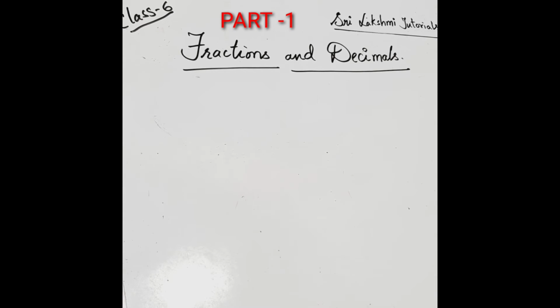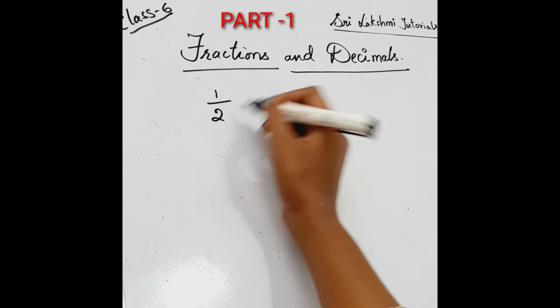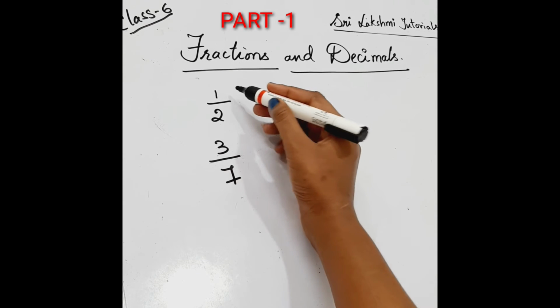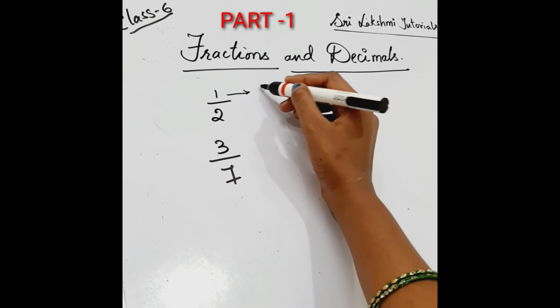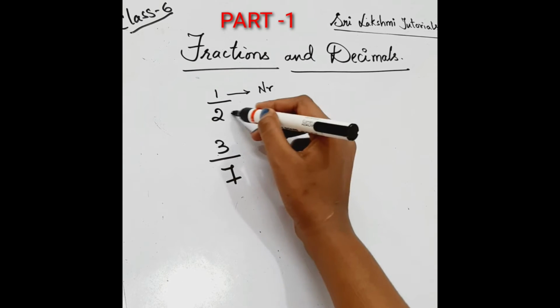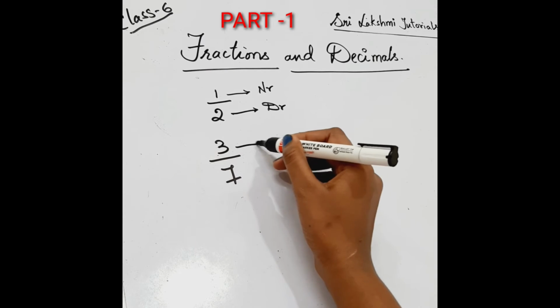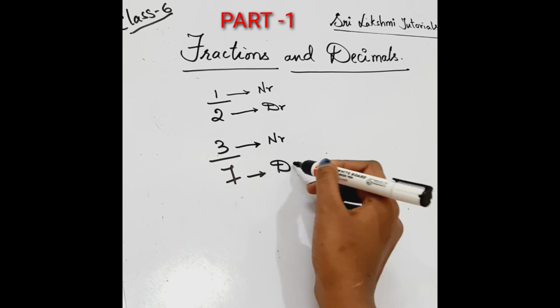Now I'll take a few fractions. In that we'll identify what are numerators and what are denominators. Here I have taken 1 by 2. What is the numerator, children? 1 is numerator and 2 is denominator. In this fraction, 3 is numerator and 7 is denominator.